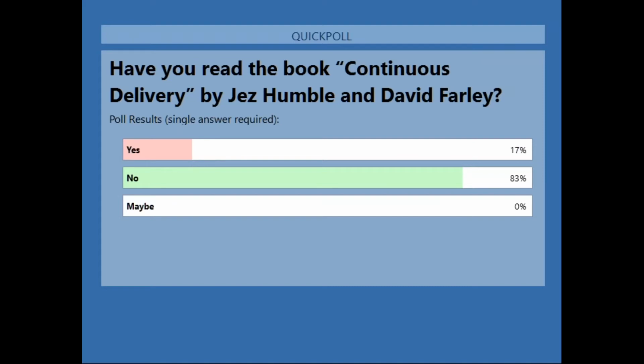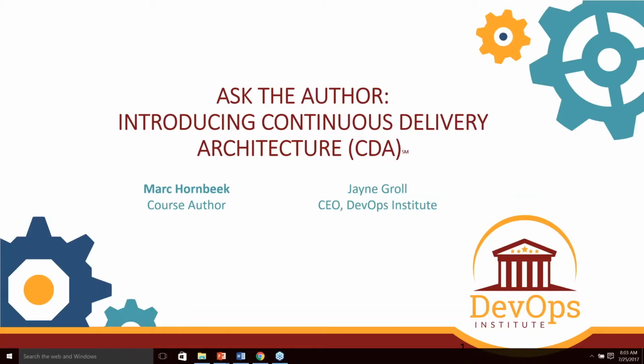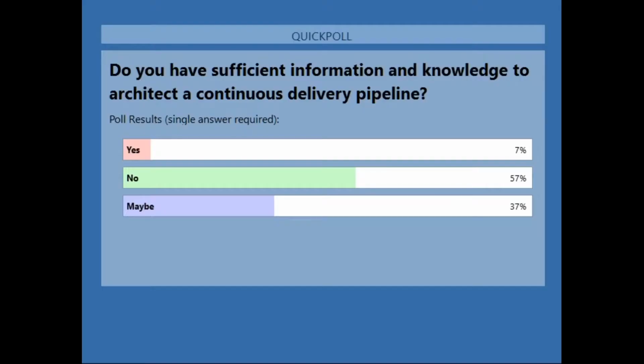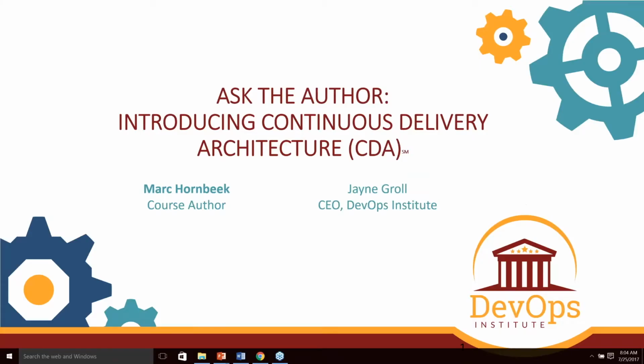I will now submit the third question of the day. Do you have sufficient information and knowledge to architect a continuous delivery pipeline? 15 seconds to answer yes, no, or maybe. And we'll close it out in 5, 4, 3, 2, and 1. So it looks like the majority, at least half, is a no. And a good deal of maybe and a few yeses. So thank you for your answers there.